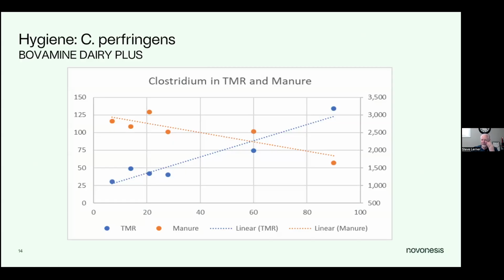Here are the results for hygiene across the 90 days for the trial. If you look at Clostridium perfringens, we see an increase in the TMR over time, yet there was a decrease in that organism being shed in the manure. So when you think about antimicrobial peptides and the action of probiotic organisms, even though the change in TMR was deleterious, with an increase in Clostridium, in the manure there was a steady decrease over time.